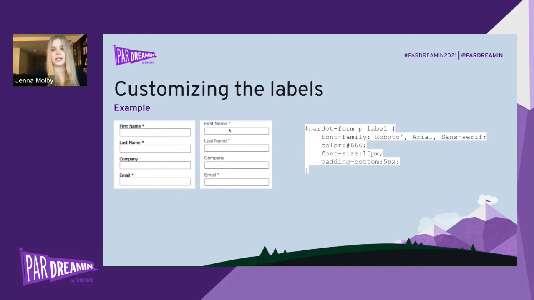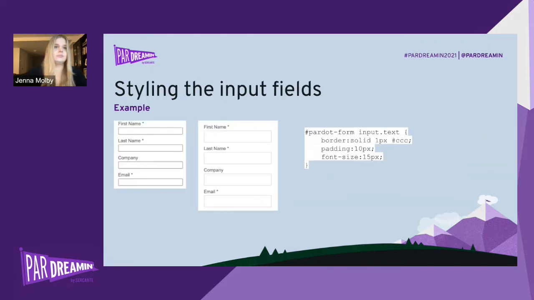Next thing is customizing the label. So adding different font families, adding the color. You probably want to add whatever font your website uses, for example. Maybe adding some padding at the bottom between the form field and the label, and then again, adding the different color. Next thing is styling the input field. So in this example, I've added a border. This is a little bit of a light border compared to this dark border, which is the default, and then added some padding between the form labels here, and then adjusted the font size.